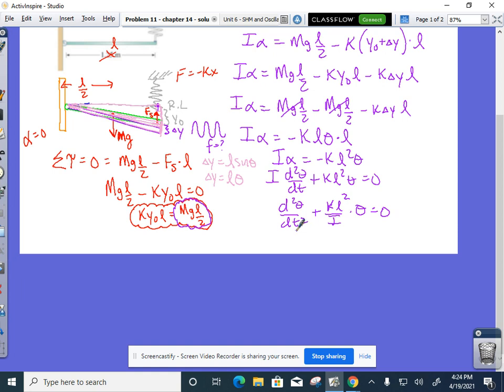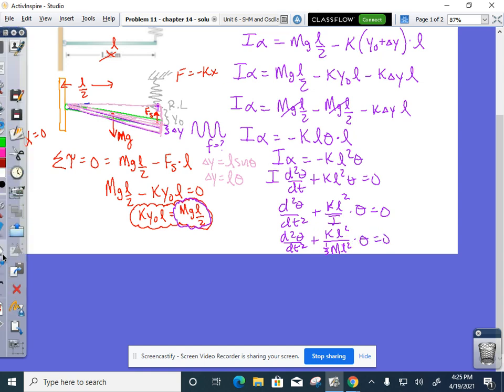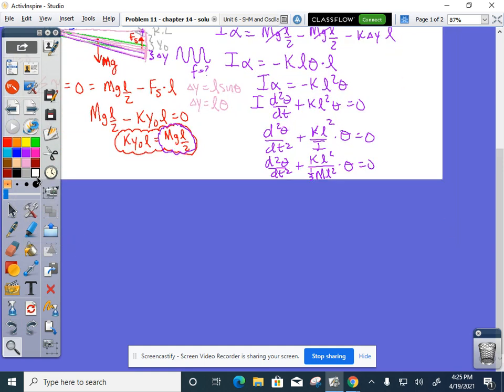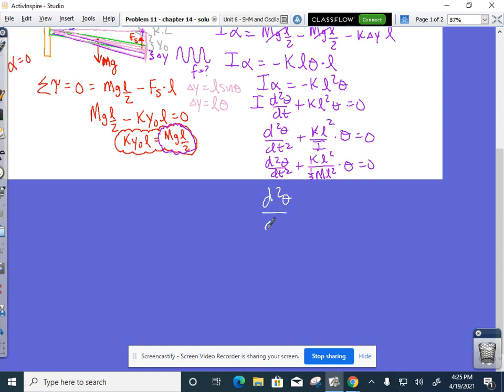And let's replace I with, for a meter stick about the endpoint, 1/3 m L squared. So replacing I with 1/3 m L squared, times theta is equal to 0. And I'm going to have to switch over to white here since I'm onto the other portion of my board, but we can do that. Plus, let's see, the L's reduce out and I get k over 1/3 m. Well, that's 3k over m times theta.